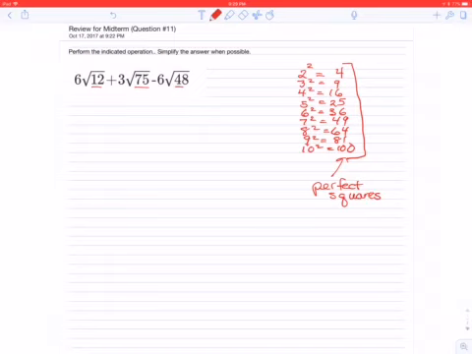So the largest of these perfect squares that will divide into 12 without a remainder would be 4. 4 goes into 12 3 times. I'm going to break this down to the radical 4 times the radical 3 into separate radical factors. Well, the square root of 4 is 2, since 2 times 2 is 4. Radical 3. So that first term simplifies to 12 radical 3.